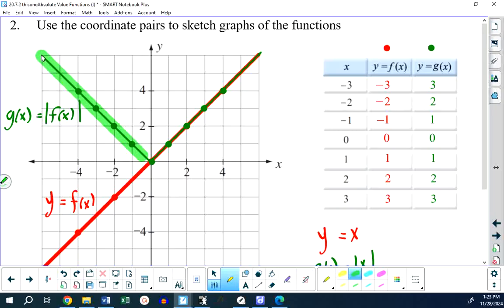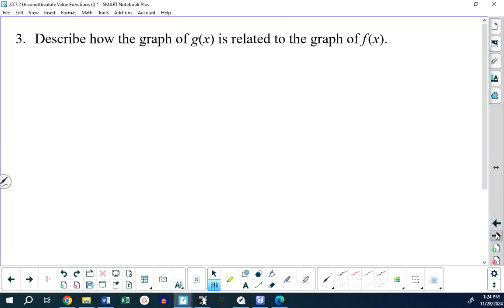Of y, right? So any place the y coordinates on the original are negative, they get bounced up above the x-axis. And, I know you know this, but these distances are the same, aren't they? It's a nice reflection is what it is. And that's what's happening. That's how you take a graph of a function and turn it into the absolute value function. So describe how the graphs are related.